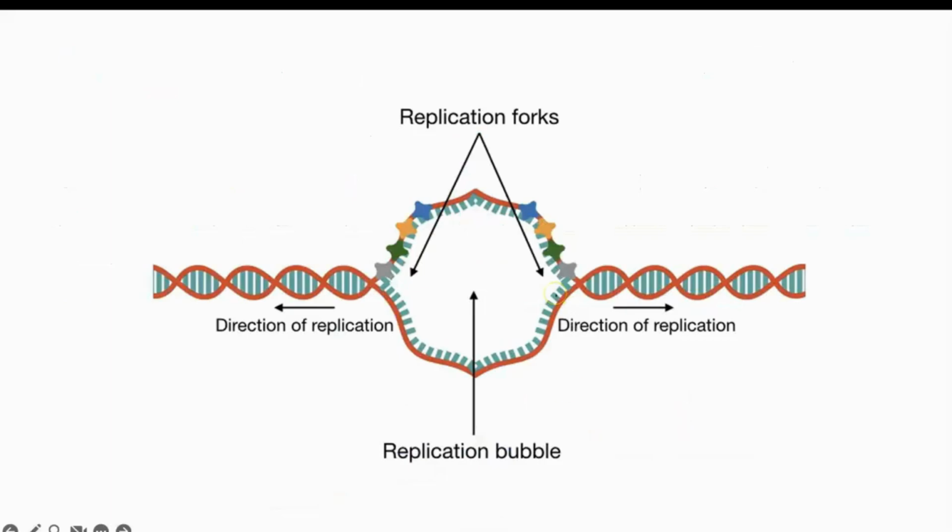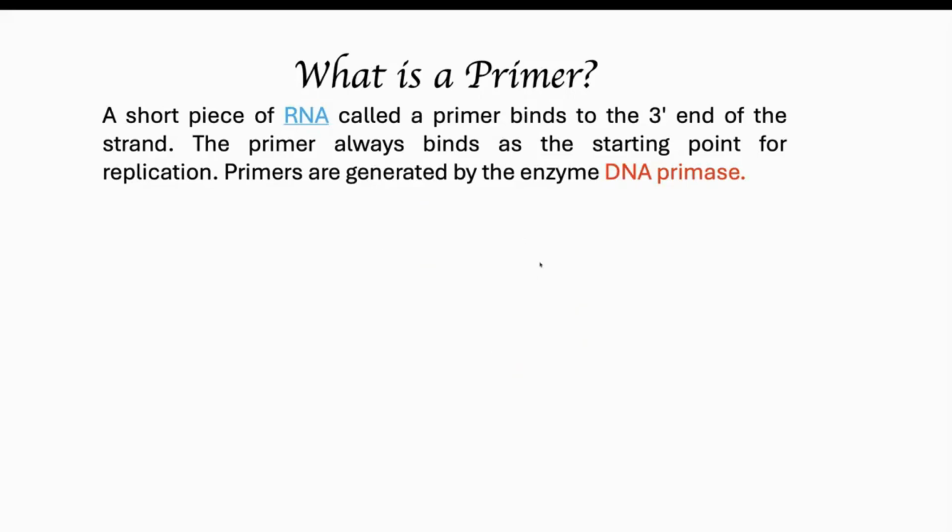See, once the replication is about to begin, we can see the replication bubble and the replication fork, and here the replication takes place in both directions. So it is bidirectional, from 3' to 5' end as well as from 5' end to 3' end. Now, for the DNA to be replicated, it needs a primer.